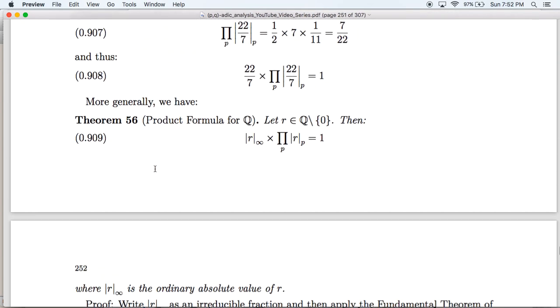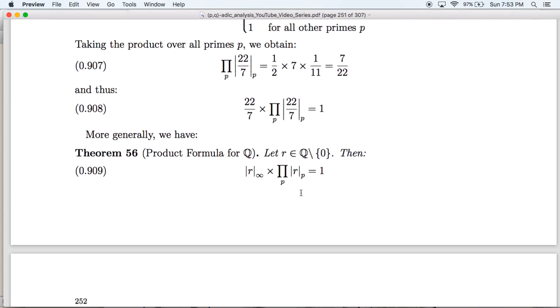So what this tells us is that if r, say, is a very, very large real number, then there must be primes for which r's p-adic absolute value is very small. Conversely, if there are primes p for which r has a very, very large p-adic absolute value, then r's real absolute value has to be quite small. So there's this duality between the two, and we can never make all of them simultaneously small unless the r we're looking at is 0.